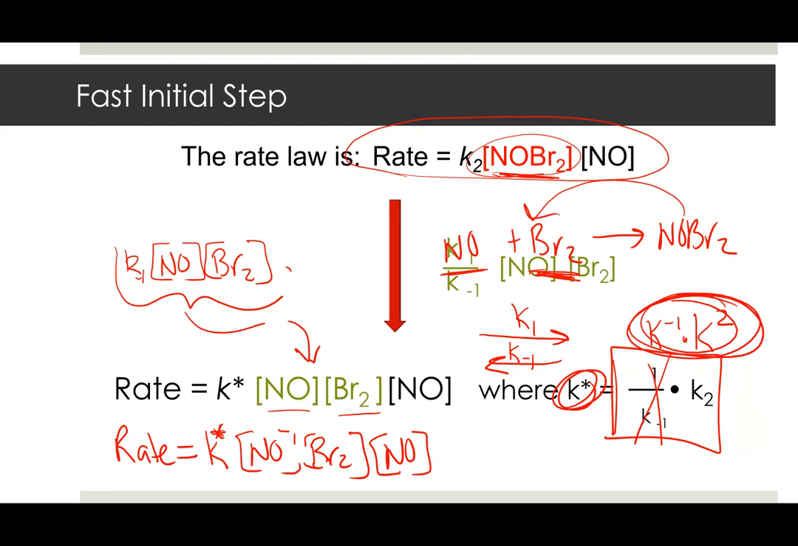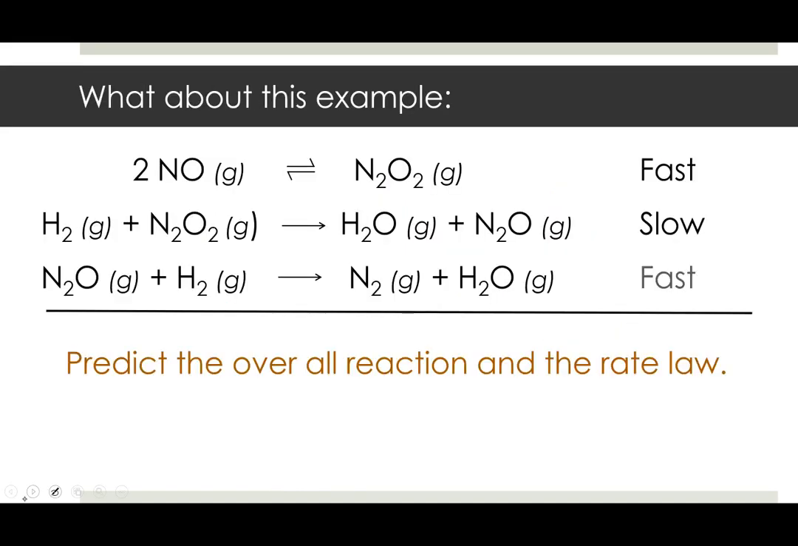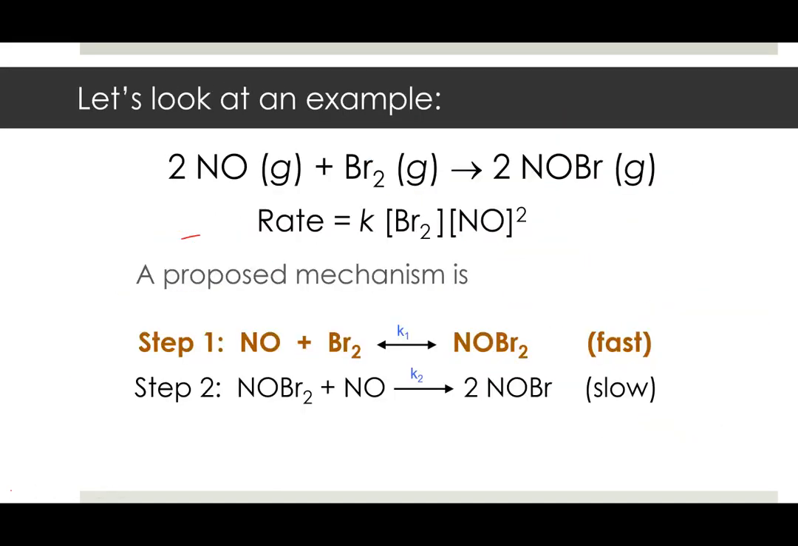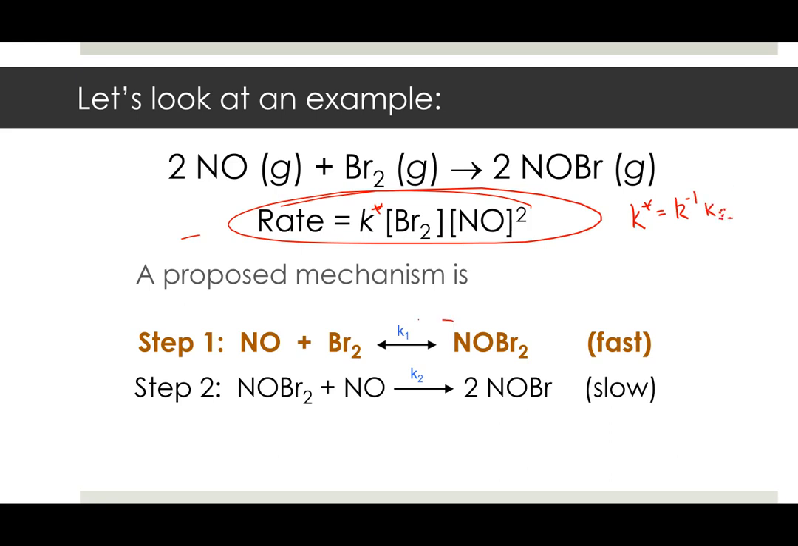Okay. This can be cleaned up a little bit more. So we've got NO and NO. Instead of having those as individuals, I can say that this is NO squared times Br. So this is the rate law associated with the reaction. And what we see is that this is exactly what was predicted. And this is K asterisk, where K asterisk equals K -1 times K2.